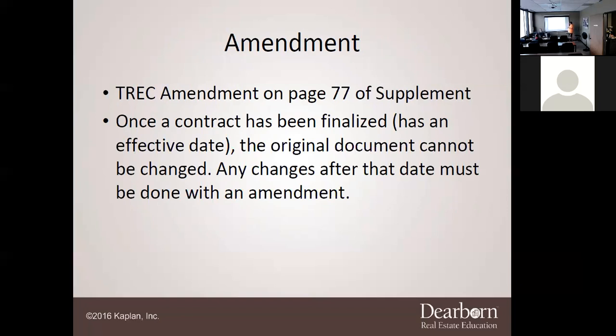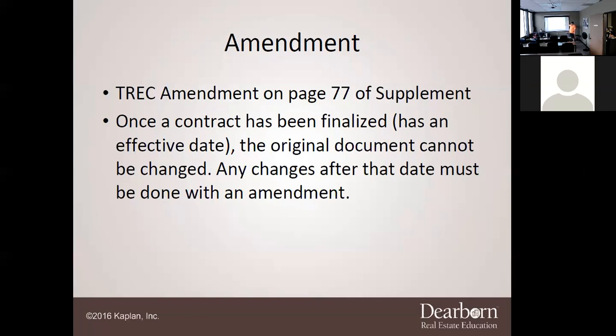Once a contract has been finalized and has an effective date, the original document cannot be changed. Any changes after that date must be done with an amendment. Once you have accepted the contract, you can no longer touch the contract. That's how I like to put it. Once you have put an effective date and sent it to title, you can no longer cross something out and initial next to it. There are no more changes that can be done with that contract. That contract is done. Title has it. They will not change it. Title has it in their records, and it is just theirs.